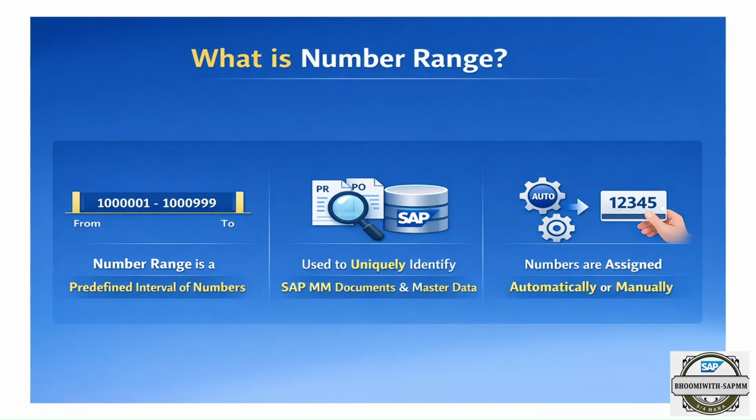Whenever we create a document in SAP, the system either assigns the number automatically or the user enters the number manually, but it must be within the defined number range. This helps avoid duplicate numbers and ensures that every document has a unique identity in the system.